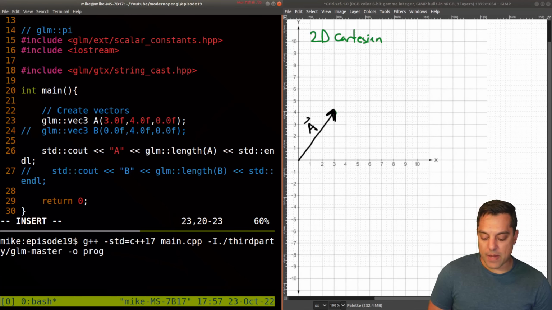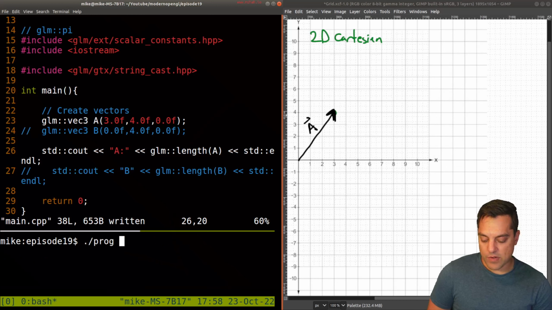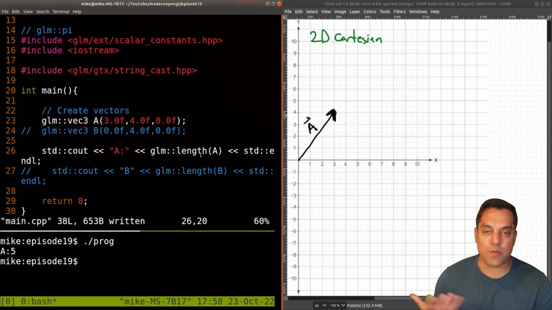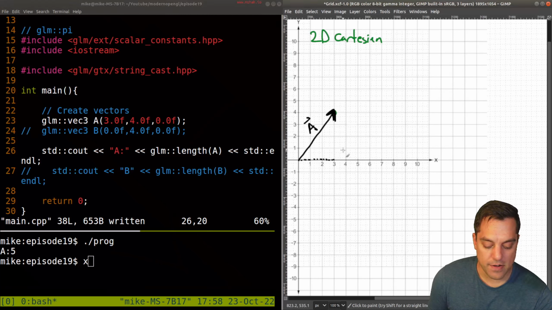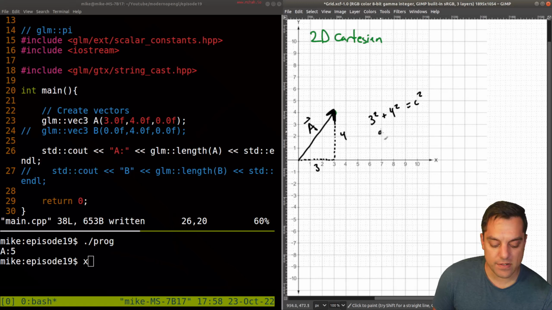Okay, so I've got to recompile my program and rerun it. Actually, before I do that, let me put a little colon here just so you can see a little more cleanly what we've got. And we see that our vector's length is 5. So how do we compute this distance? Some of you might remember your Pythagorean theorem, where if I go 3 in this direction and 4 in this direction, I can take 3 squared plus 4 squared equals c squared. So 9 plus 16 equals c squared, 25 equals c squared. If I take the square root of each side, c equals 5, and that is our length.